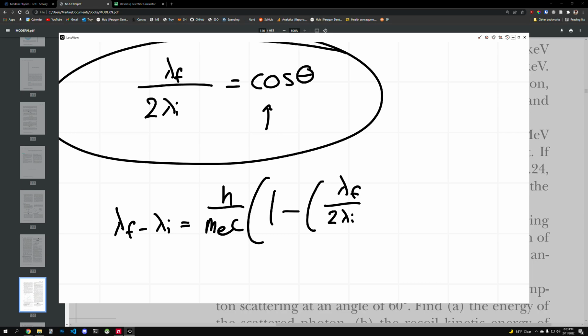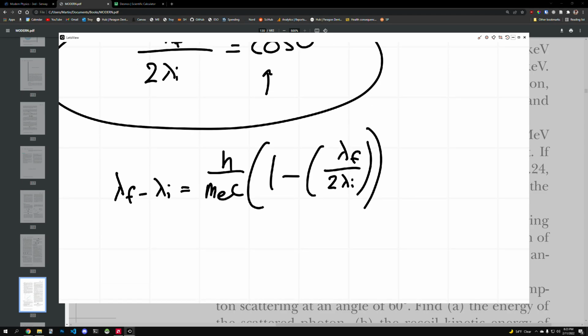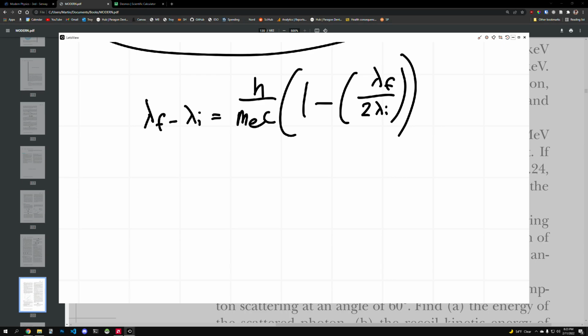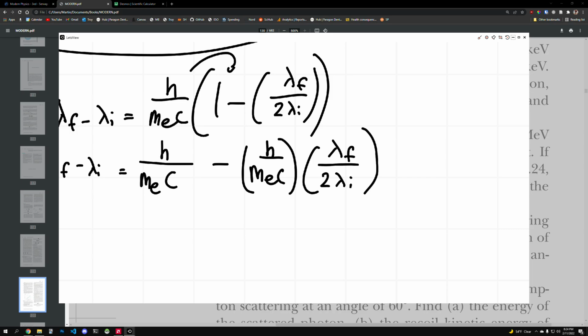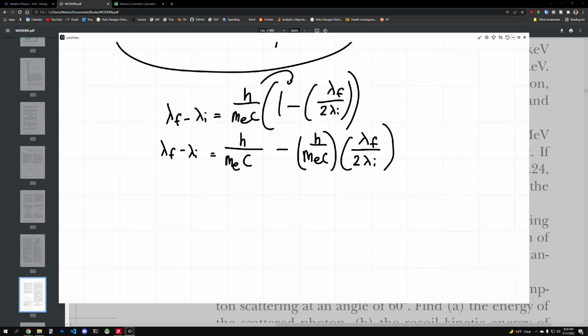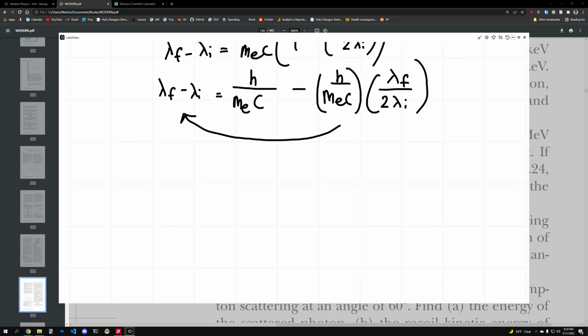lambda F over 2 lambda I. I can now solve for lambda prime or lambda F. So let's do that together. It's going to be a little bit of a doozy, but nothing too crazy. Okay, so the first step will be probably distributing this inside. So lambda F minus lambda I is equal to h over mec minus h over mec times lambda F over 2 lambda I. All right, and now let's add this onto that side, distribute out this guy, and then divide everything.